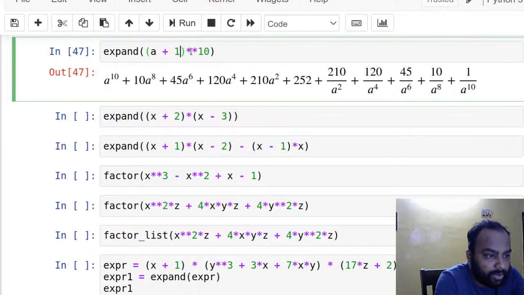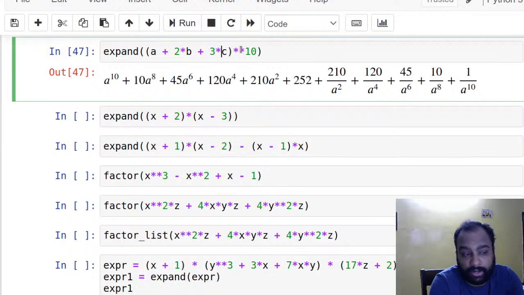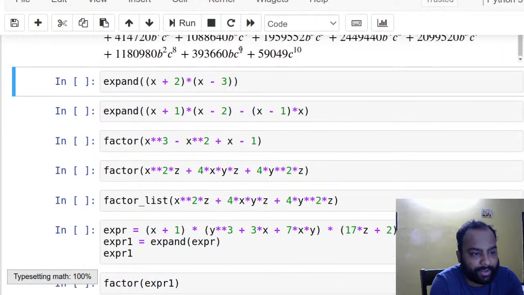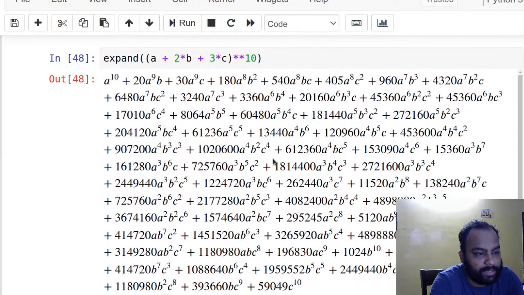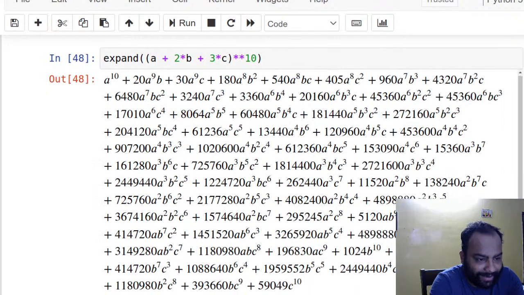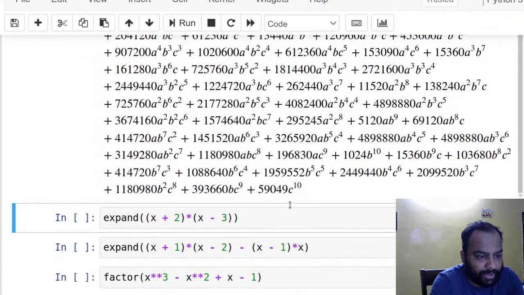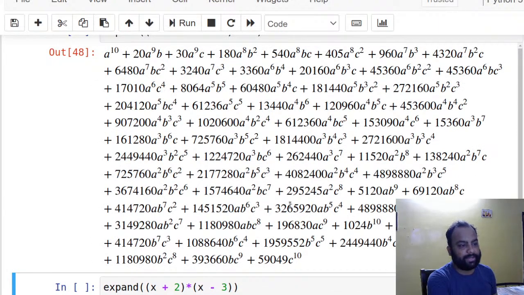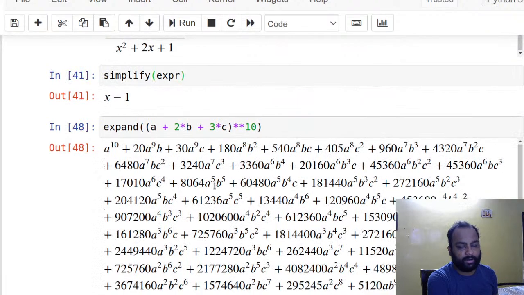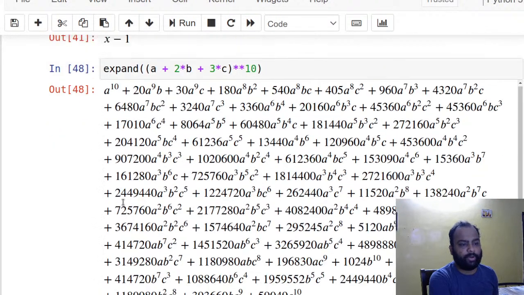Alright. So say a plus 2b plus c, and then 2b plus 3c. Who knows? And then I have a whole to the power 10. So we are just doing tremendous computations here, right? So let's expand this. Okay. So this is a plus 2b plus 3c whole to the power 10. You can see the power of this, right? This is something huge, but it can do these computations pretty easily, right?